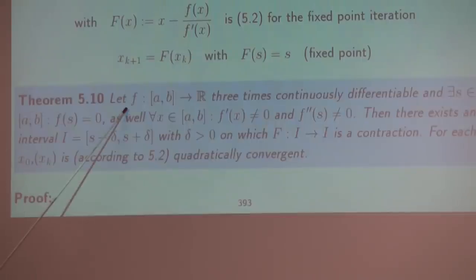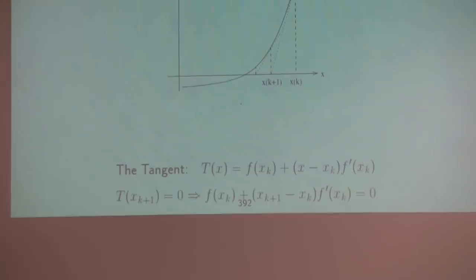So under these assumptions, this new function, capital F, is a contraction, and that's necessary for convergence of our fixed point iteration. Okay, now if capital F is a contraction, then we can apply Banach's fixed point theorem, and we know that this fixed point iteration converges. So we have already proven that our fixed point iteration converges by just applying Banach's fixed point theorem. What we have not proven yet is that we even get quadratic convergence. Okay, let's look at this last theorem.